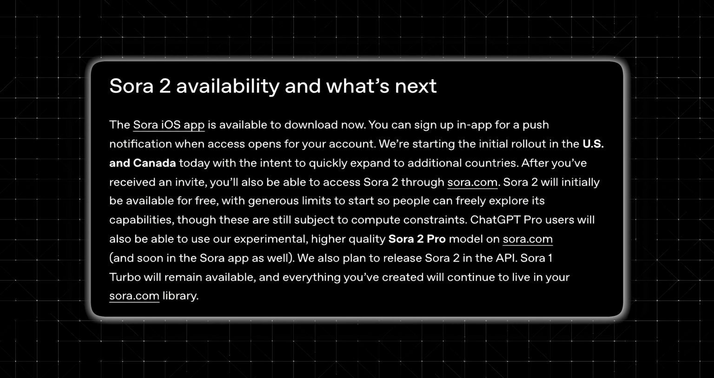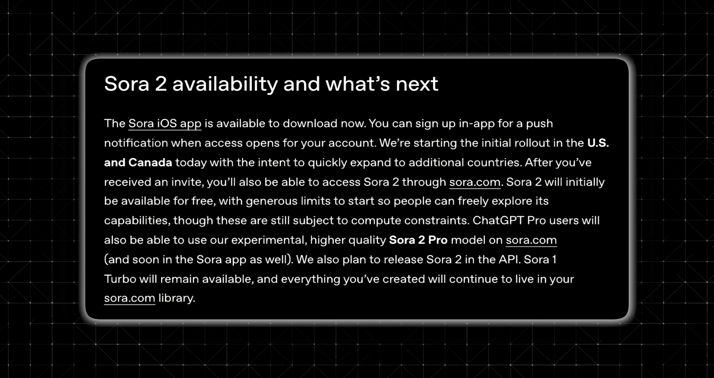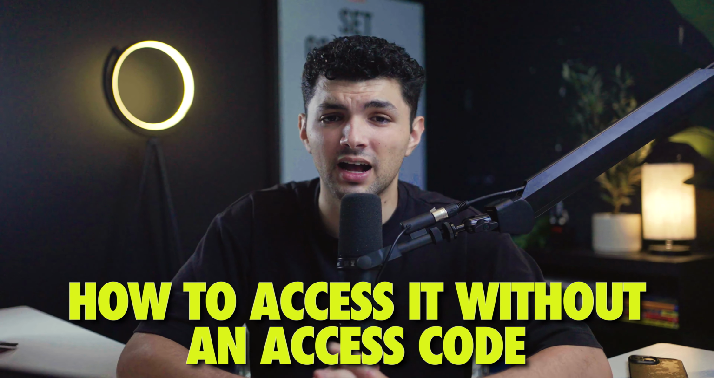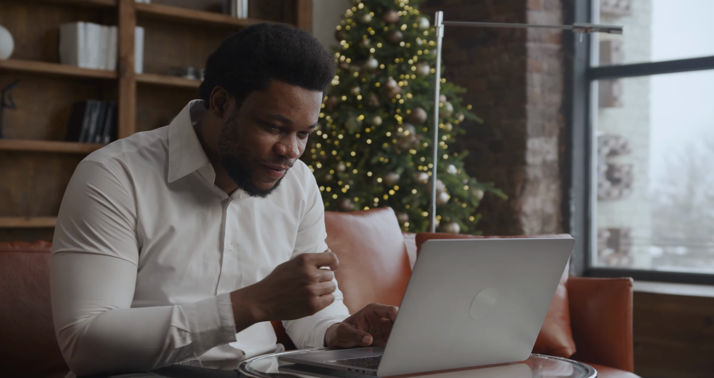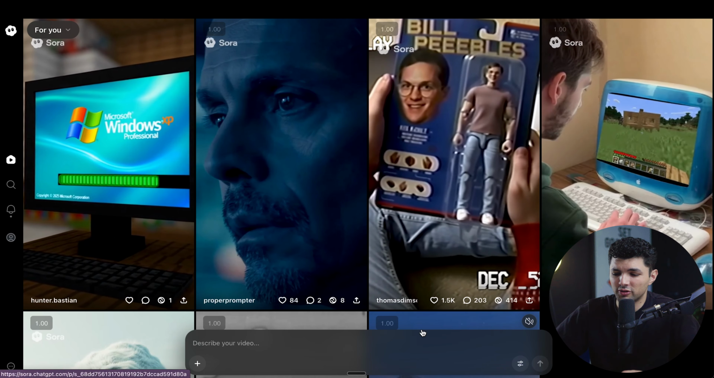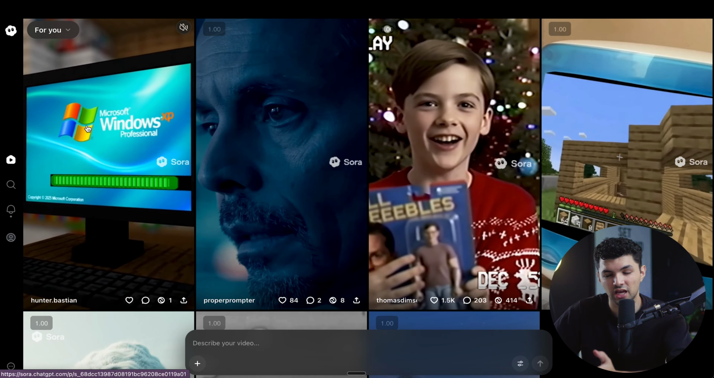Now, OpenAI just released it through the API, which means you no longer only have to have an access code in order to use it. So today I'll be showing you how to access it without an access code and the capabilities of the Sora 2 model. Now, real quick, let's go over some of the videos that Sora is capable of making.